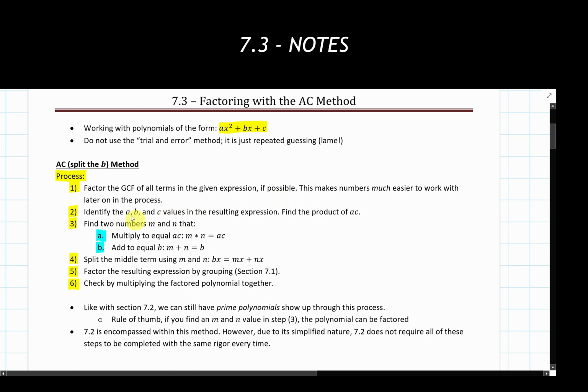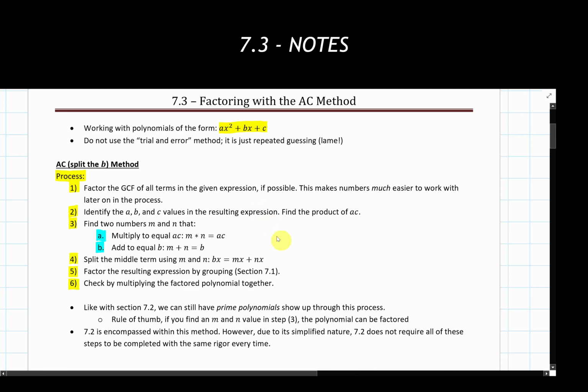Next, we need to identify what are the A, B, and C values in the resulting first layer of factored expression. So we're factoring some stuff out, we're going to get something left over. Okay, what's the A, B, and C value? I think it's very useful to write that down for yourself somewhere nearby, and we'll go through some examples with that.